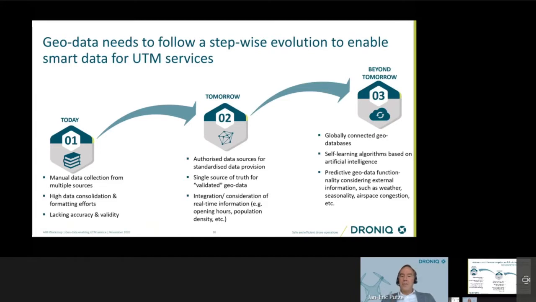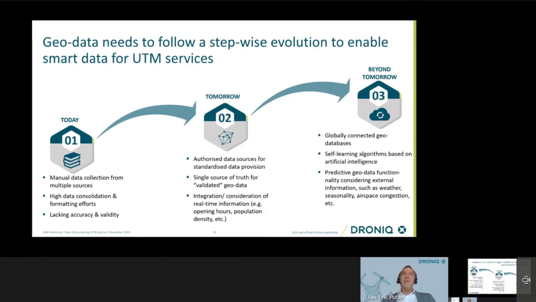And if we look at what we will have tomorrow, everything should be globally connected, and the geodatabases should be available to everyone. We should have self-learning algorithms based on artificial intelligence. Predictive geodata functionality should be available. As I said before, shopping centers and the football stadium. We should take weather into consideration because if it rains, maybe there are not so many people out there on the shopping street. Seasonal activities, everything should be taken into consideration to have that data available.